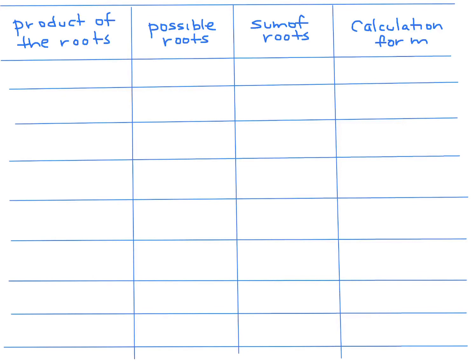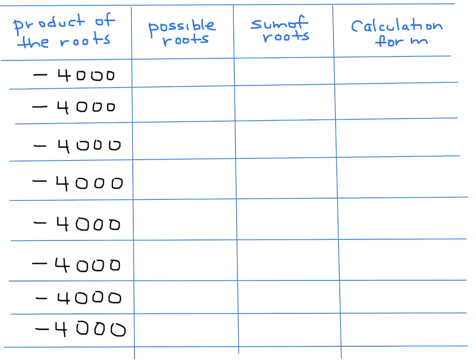All right, so here we go. Product of the roots is always minus 4,000. So I can just fill that in. Possible roots. So two numbers, because there's two roots, that multiply to give minus 4,000. So let's go with extreme case scenario first. How about negative 1 and 4,000? Would that do it? It would do it. So the sum of these roots, well, if the roots are negative 1 and 4,000, the sum is 3,999, right? I just added those two.